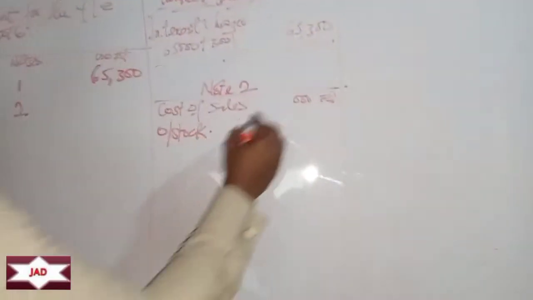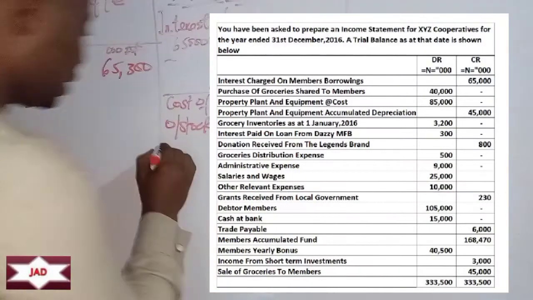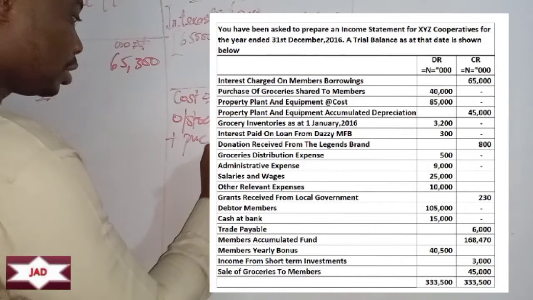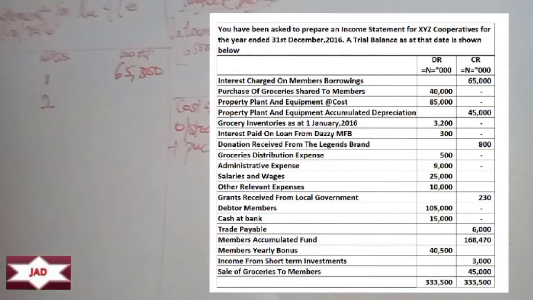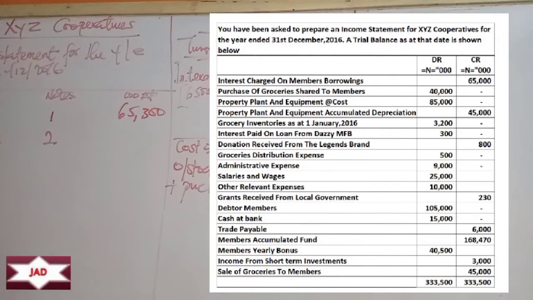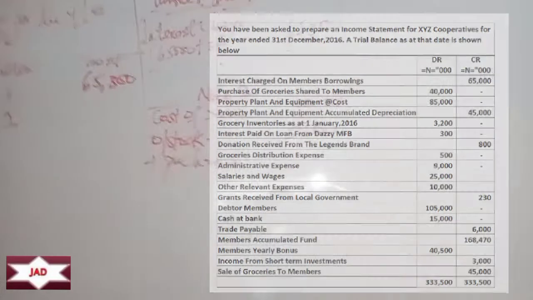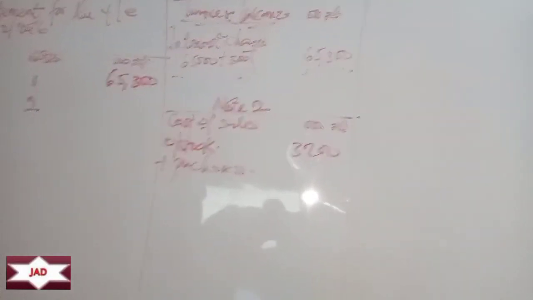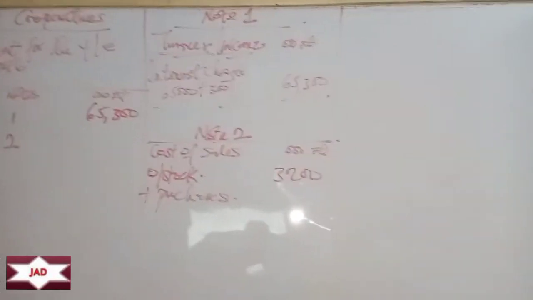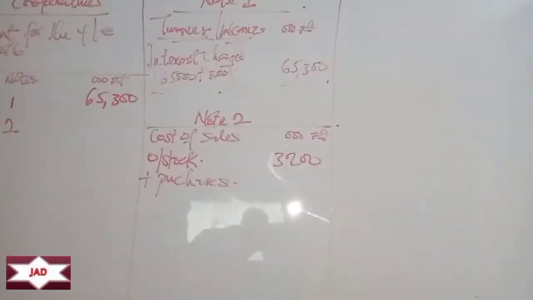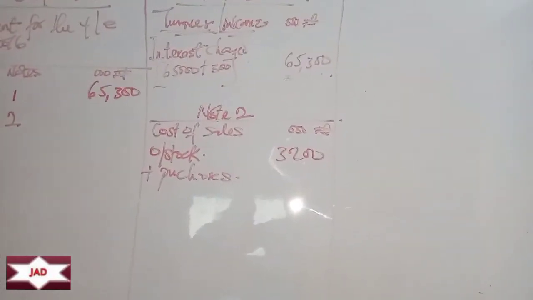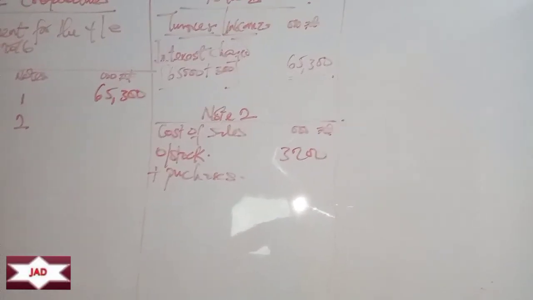So we have what they call the cost of sales there. We have opening stock of groceries. What's the opening stock of groceries there? I can see at 2006, 3,200. So we add purchases. This is more your normal trading account. You can do that on jadisconsulting.com. So what's your purchases of groceries there?